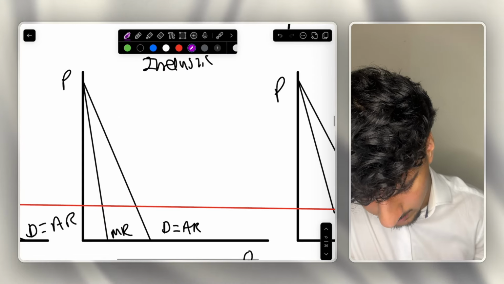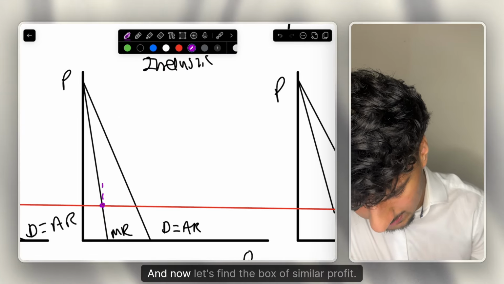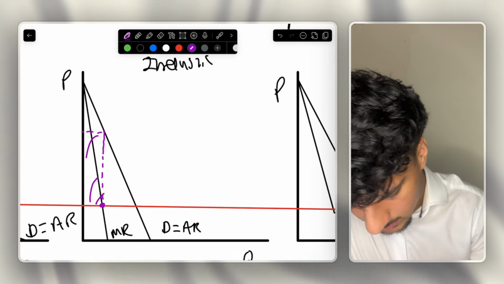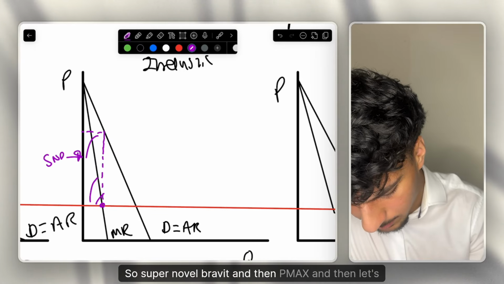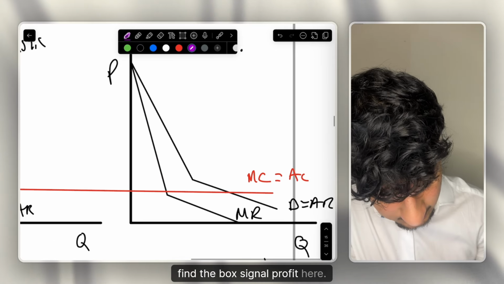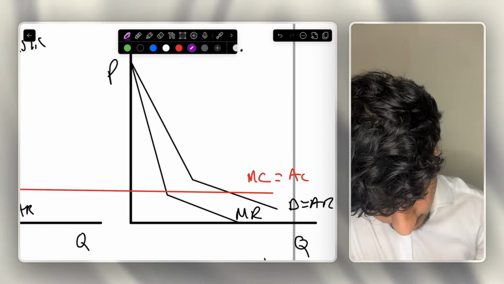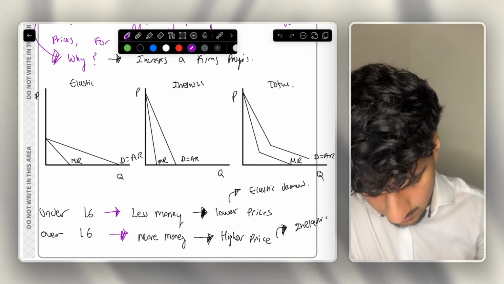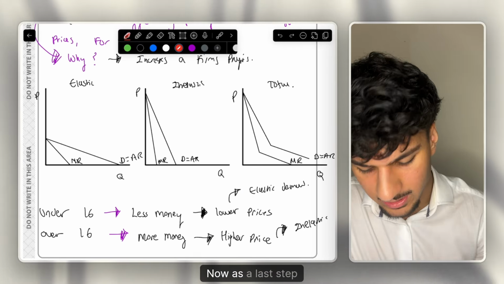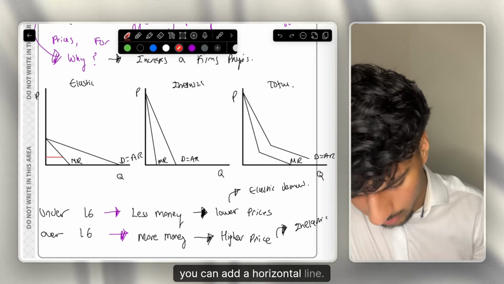So where MC equals MR is this point, and now let's find the box of supernormal profit. Bang. So supernormal profit, and then P max. Where MC equals MR is at that point here. Now as a last step, you can add a horizontal line.